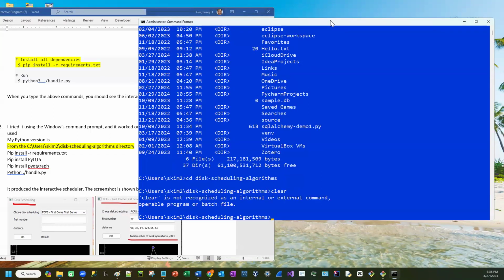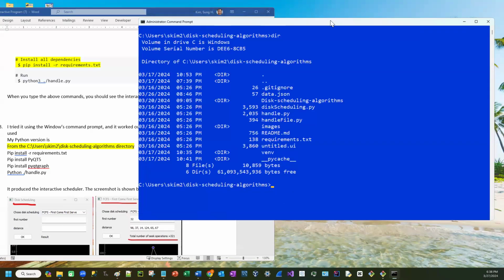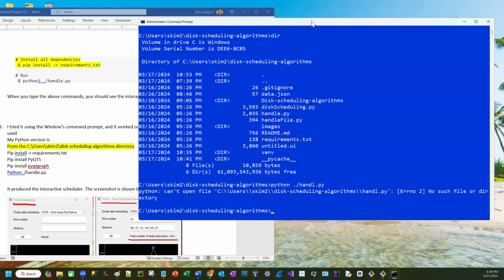And if I clear this out and do a dir, I do have a program here somewhere, handle.py. So all I need to do is just run that, right? So I can say python handle.py. Okay, and then just press enter. Oh, no, let's see, what did I do? Maybe I mistyped. Typing is important. There you go, and press enter.